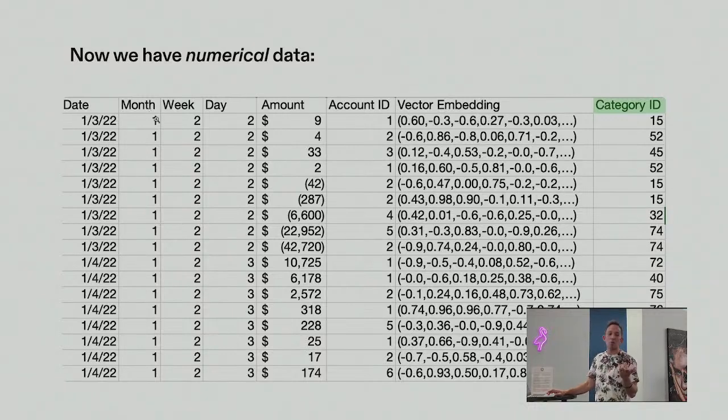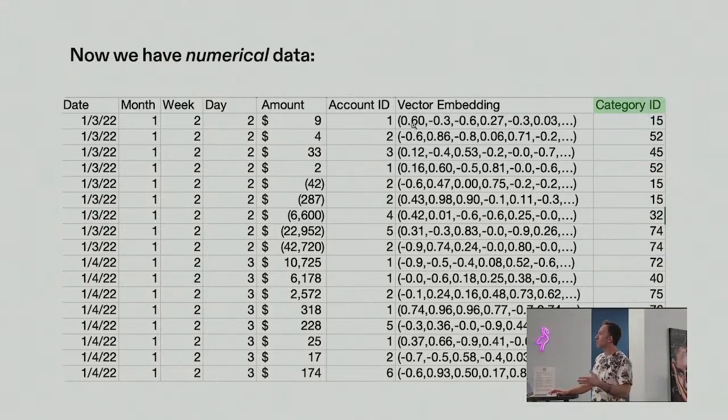So I can turn that into a month, the week and the year, the day, like maybe an expense on a weekend. It's more clearly personal than something on a weekday or whatever. The amount, the account that it came from, and here is the vector embedding, right? All the text of the description turned into this vector embedding.